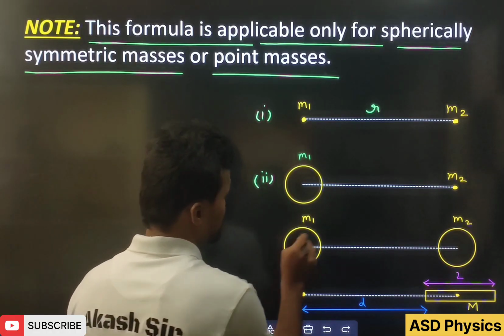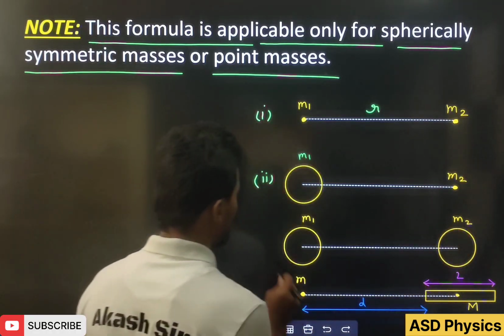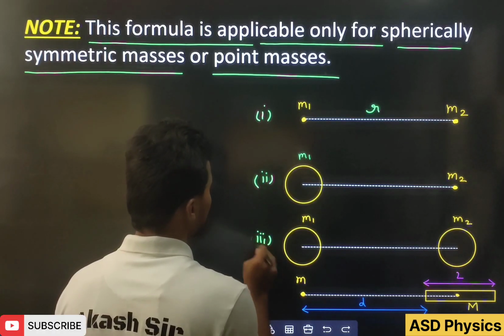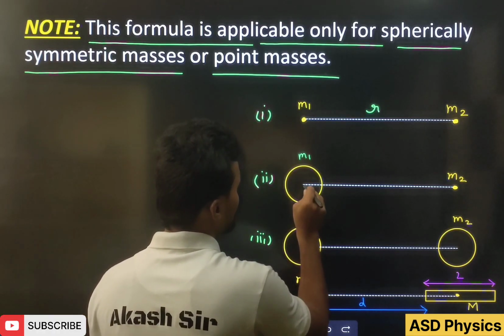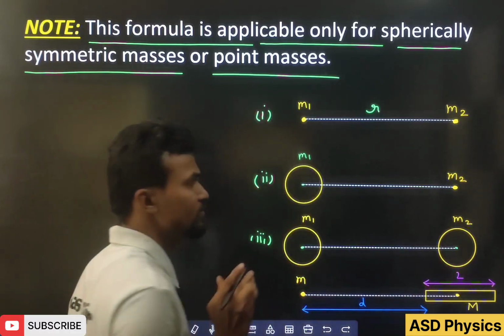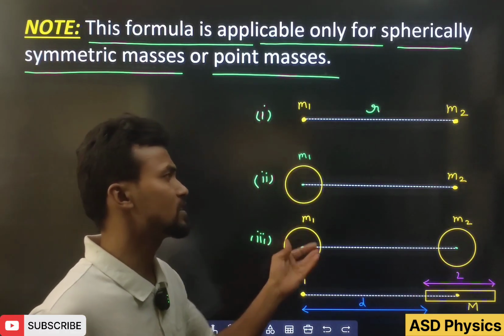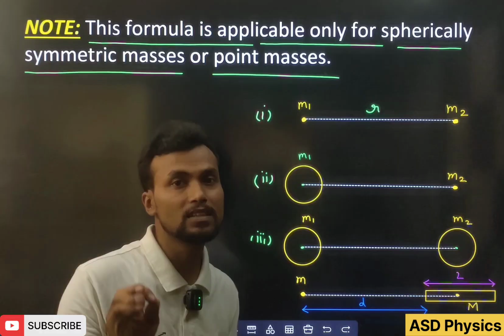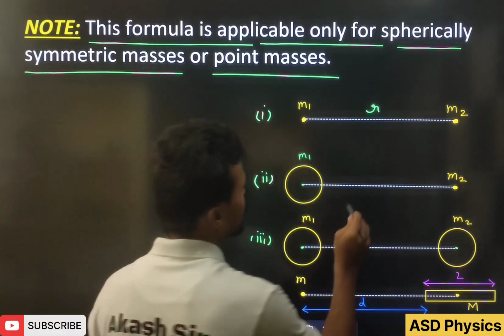In this situation also both are the spherical bodies. So in this situation also what will happen that here the total mass can be concentrated here. It can be concentrated here, and we can use the formula. So in first, second, third, in all the three situations directly we can use the formula G m1 m2 by r square, not at all problem.